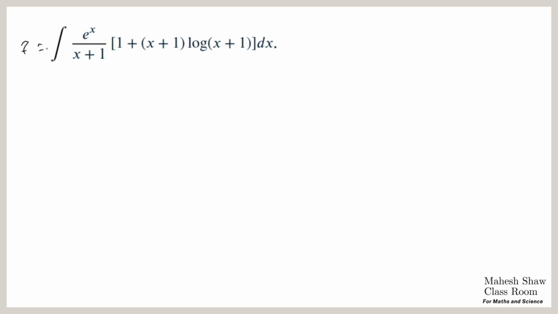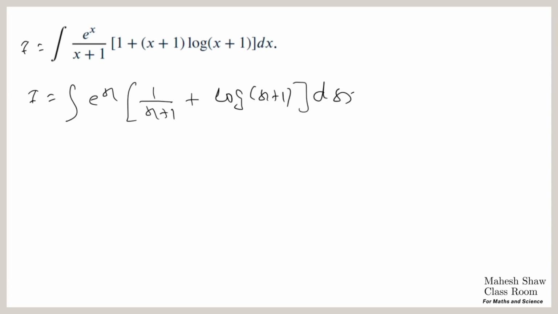So this is I equals the integration of e raised to the power x. This multiplied by 1 is 1 over x plus 1. And when we multiply this with this remaining term, as you can see, x plus 1 gets cancelled, right? So we'll get only log x plus 1 times dx.